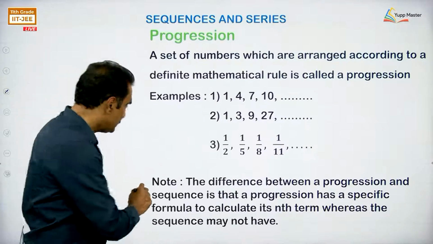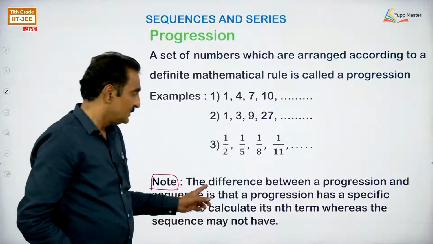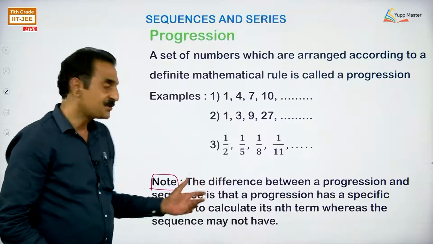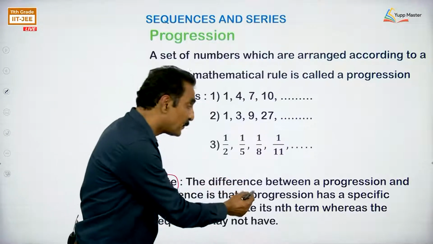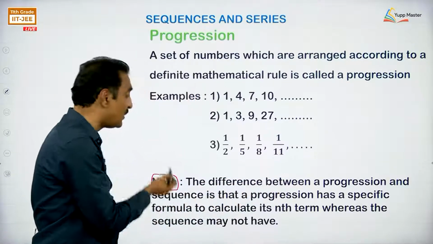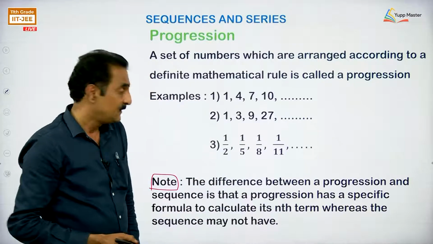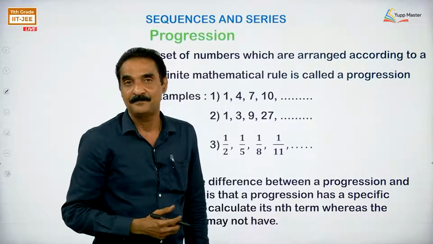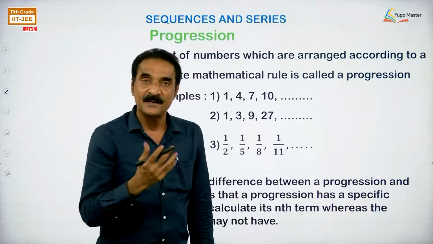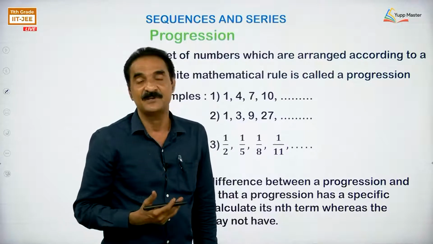Now a very important note is the difference between a progression and a sequence is that a progression has a specific formula to calculate its nth term, whereas a sequence may not have such a formula. So you can easily understand what is the difference between a sequence and a progression.